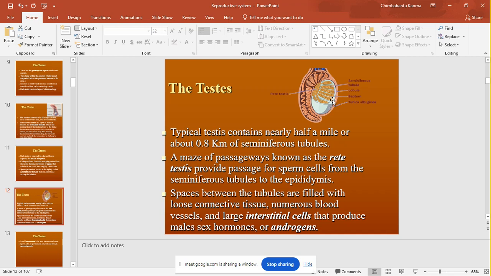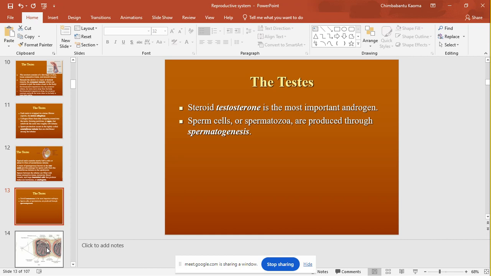Apparently in between the partitions where you find these seminiferous tubules is a collection of blood vessels and interstitial cells. And these interstitial cells serve the role of producing androgens, sex hormones, which are referred to as androgens. And one of the important sex hormones in males is called testosterone, and it's very important in the process of spermatogenesis.